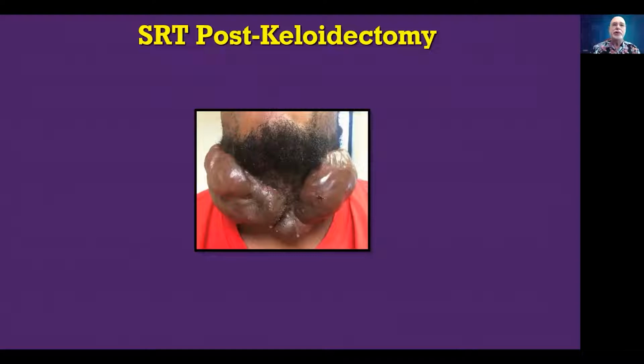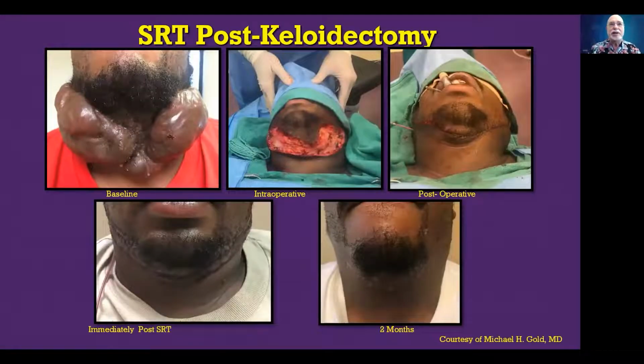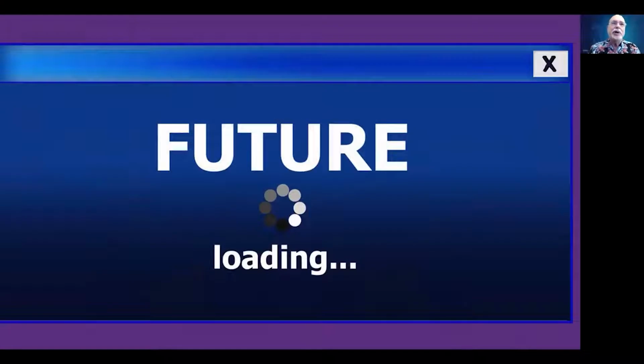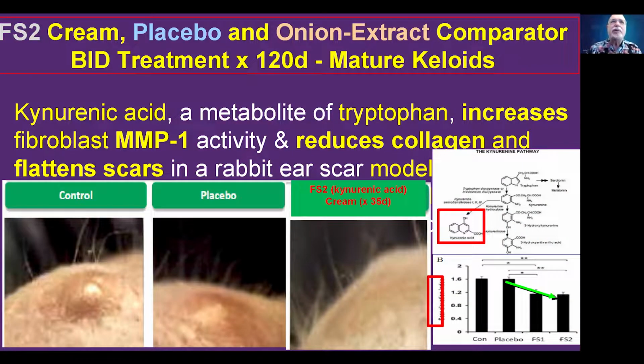So when a patient walks in your office with a lesion like this on a Friday afternoon, you can excise the lesion, suture it up, and then immediately the next day get superficial radiation therapy for 3 days in a row. And this patient did quite well. Well, how about if you don't want to excise the keloid at all? What's new for the future?